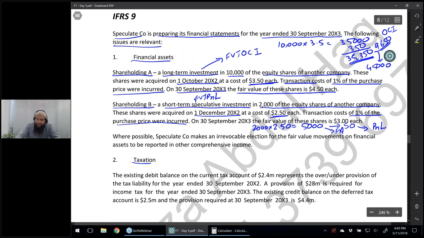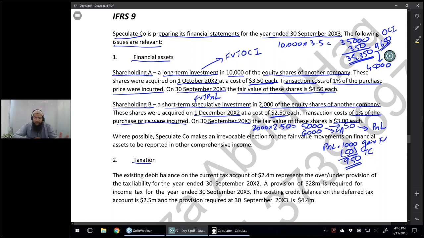On 30th September 2023, the fair value of these shares was 3, which means the fair value was 6,000, so a gain of 1,000. So in the P&L, the value to be recorded is a fair value gain of 1,000 and transaction cost of 50. The net value to be recorded in P&L is going to be 950. Is it clear up to now to you people? The second shareholding relates to the P&L category.